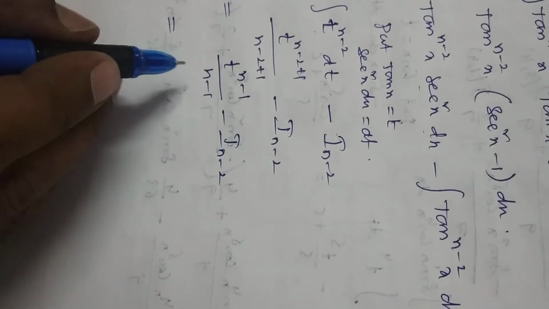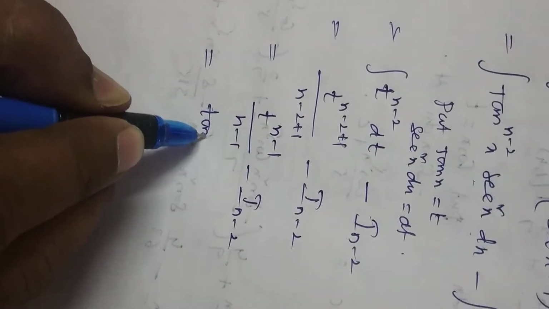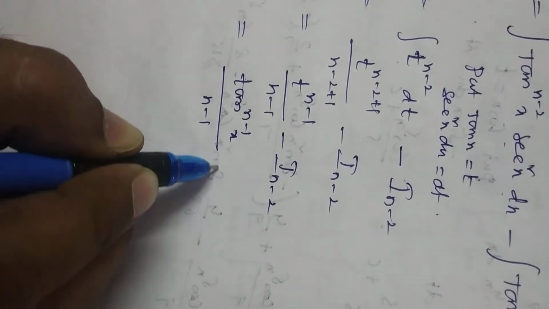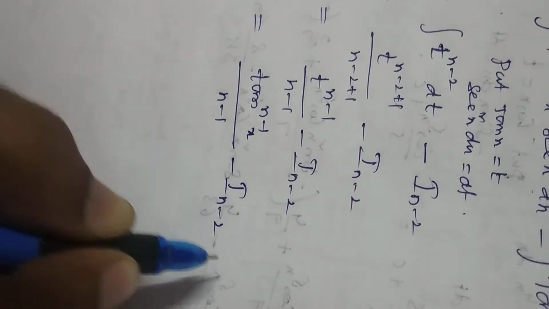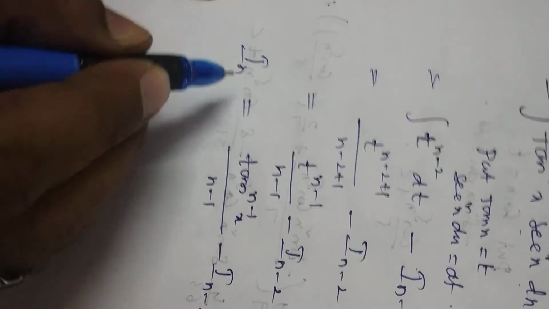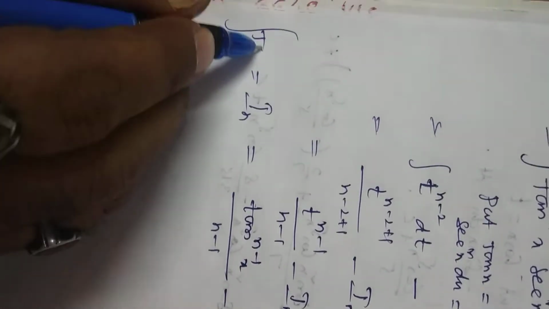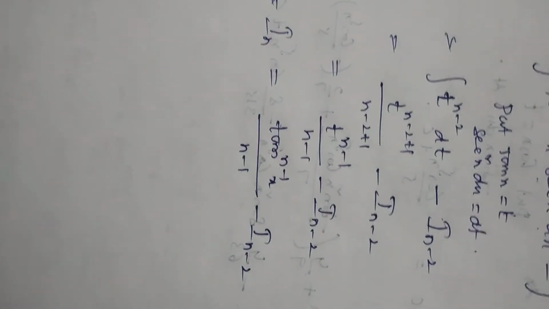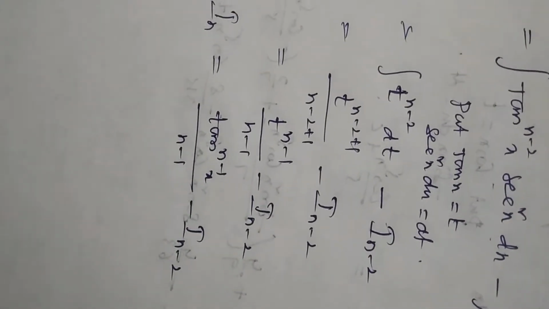So t is what actually? Tan x. So tan^(n-1) x by n-1 minus I_(n-2), which is equal to I_n, nothing but the integration of tan^n x dx here. Okay, so here the integration of tan^n x dx is equal to what? Tan^(n-1) x by n-1 minus I_(n-2).